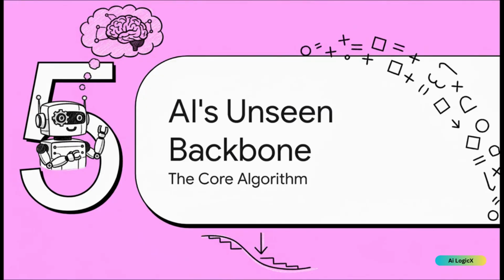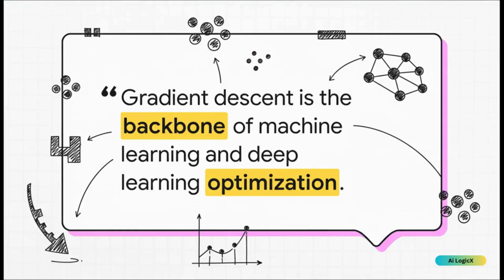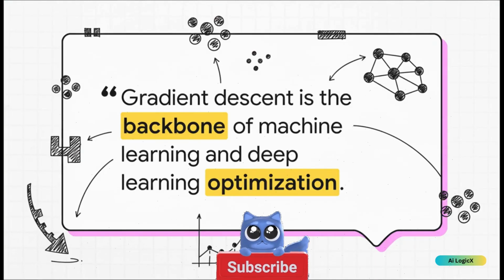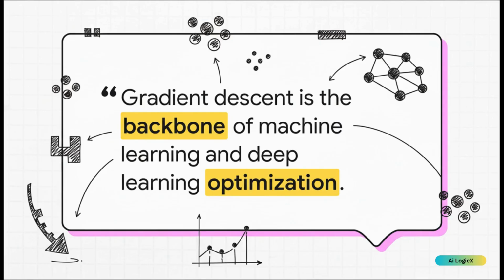So let's kind of wrap this all up. When you think about AI, you probably picture futuristic robots or these complex digital brains. But underneath almost all of it is this elegant and honestly surprisingly simple mathematical process. This quote right here really just nails it. It's not just an algorithm. For so many things, it is the algorithm. It's the core engine, the unseen backbone that lets machines learn from data and get better and better over time.